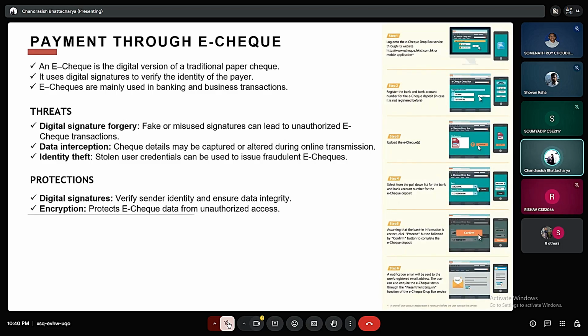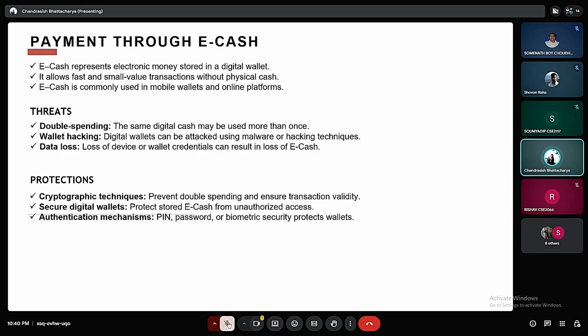Identity theft is another big concern with e-checks. Stolen user credentials can be used to issue fraudulent e-checks. For protection, digital signatures verify the sender's information and ensure data integrity, and encryption protects e-check data from unauthorized access. In the next slide, I will be talking about the payment through e-cash.